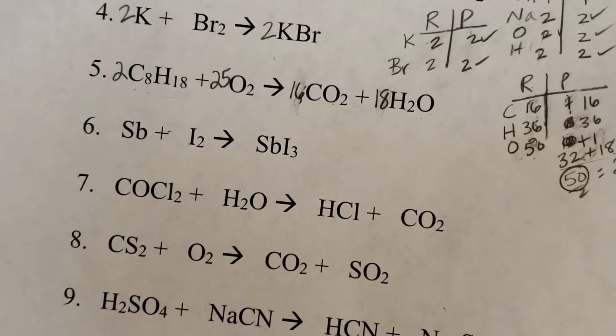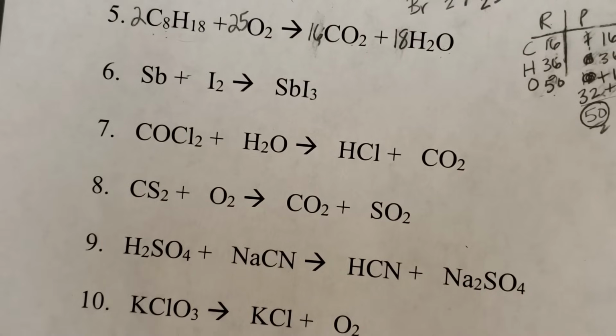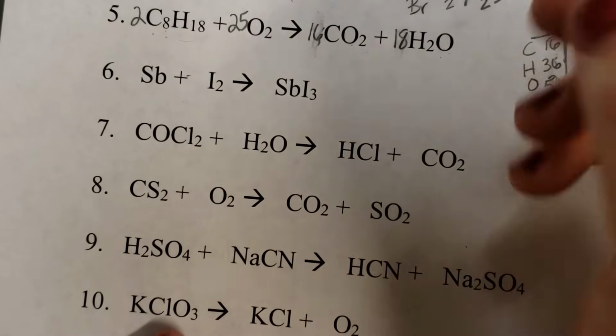2C8H18 plus 25O2 yields 16 CO2 plus 18 H2O. It's a very, very large reaction, oxygen-wise.